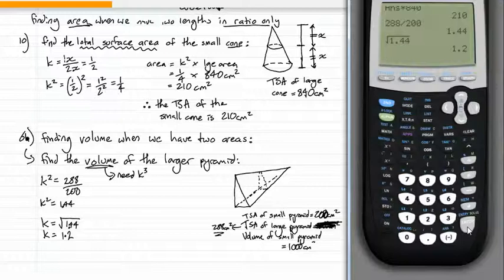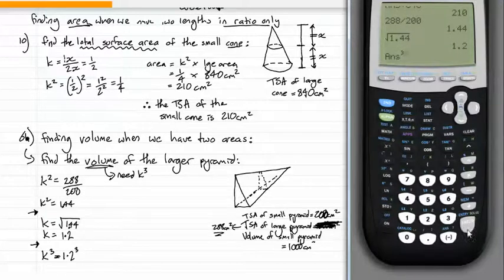That's length scale factor, but I need k cubed. So to get k cubed, notice how every time I'm finding something different, I leave a space, so it's obvious that this is a new sum. k cubed is 1.2, and we'll cube k, obviously. We use to the power of 3. I'm just cubing my answer there. And I've got k cubed equals 1.728. So that's my volume scale factor.